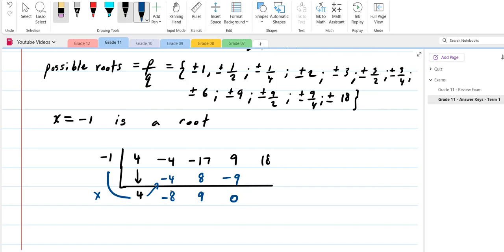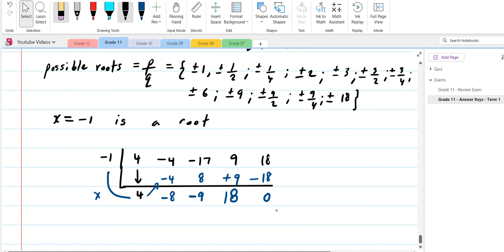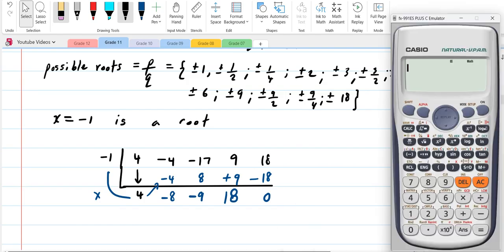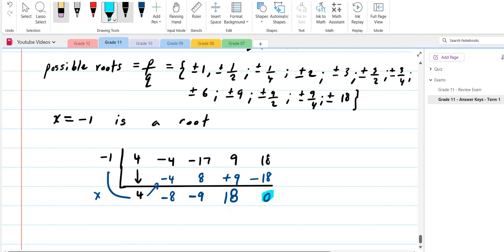-4 minus 4 is -8. -8 times -1 is 8. -17 plus 8 is -9, and -9 times -1 is 9. 9 plus 9 is 18, and -1 times 18 is -18, so I've got a 0. Perfect. And remember that value of 0 represents the remainder, and that's my cubic function.